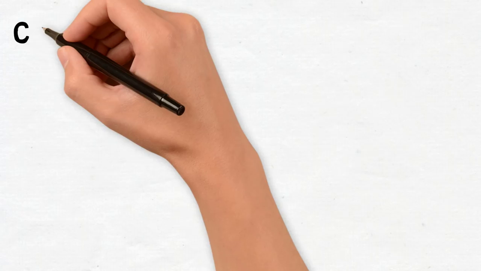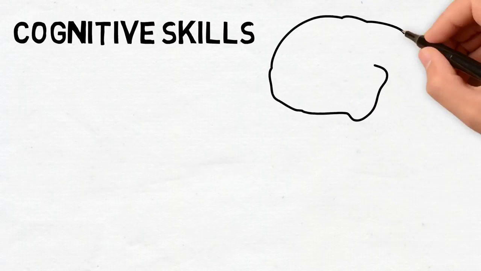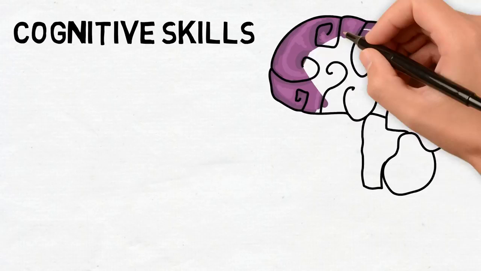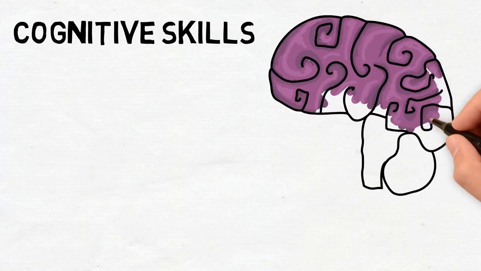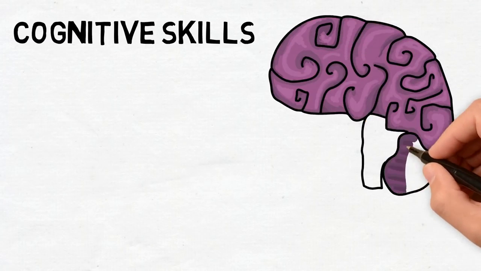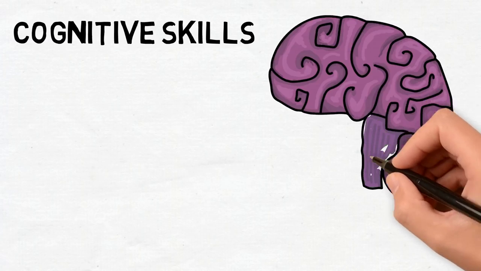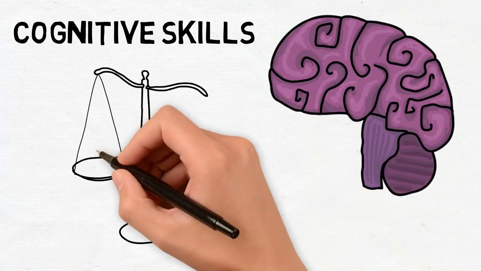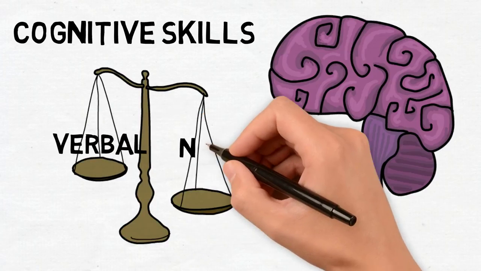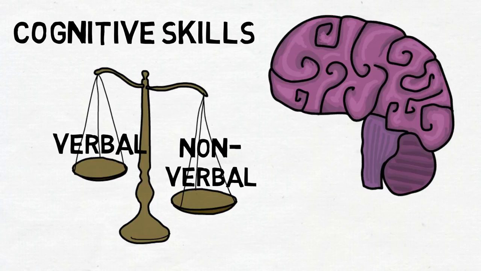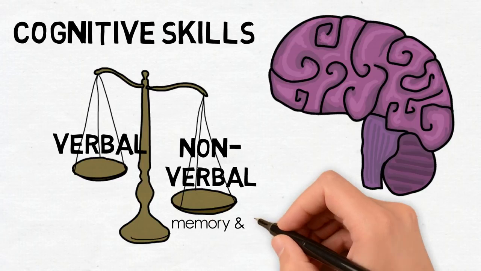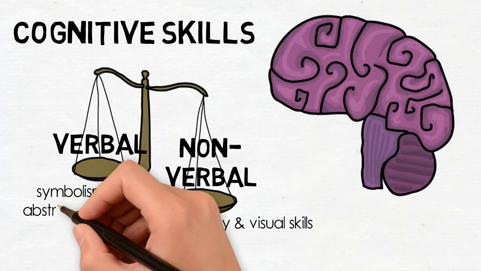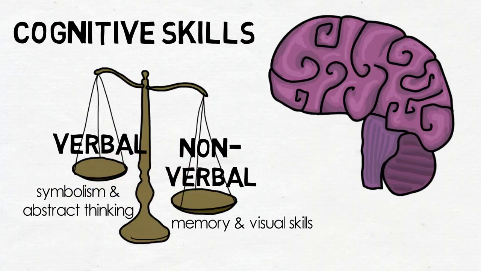Like we've mentioned, ASD is a spectrum disorder, so cognitive skills of children with ASD vary greatly. The more severe the ASD is, the more a child's cognitive skills and development are affected. Regardless of where a child is on the spectrum, it is typical for children with ASD to have unevenly developed cognitive skills, where verbal skills are weaker than nonverbal skills. They usually perform better in tasks consisting of immediate memory and visual skills, and have a tough time with tasks consisting of symbolism and abstract thinking.